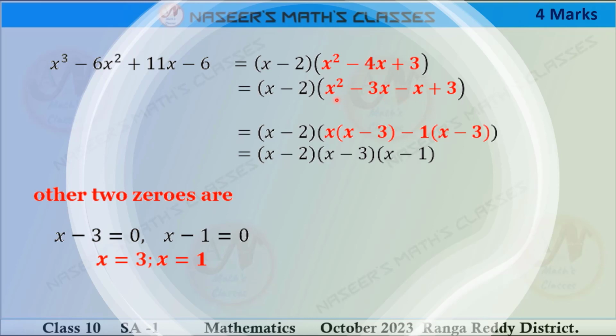In the x square minus 3x, we take out x common, then we can write x into x minus 3. And in the third and fourth terms, we take out minus 1 common, then we write it as minus 1 into x minus 3. In these two terms, x minus 3 is common, so we take out x minus 3 common, and we get x minus 3 into x minus 1. So the other two factors are written as x minus 3 is equal to 0 and x minus 1 is equal to 0. Then we get x is equal to 3 and x is equal to 1.